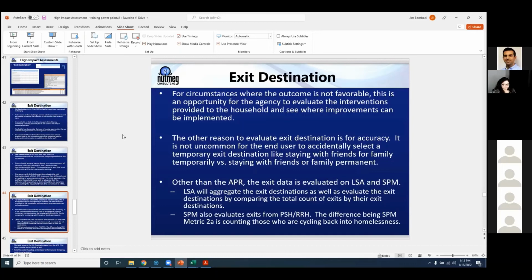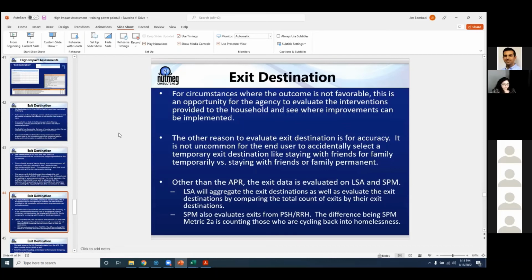Other than the APR, the exit data is evaluated on SPM and LSA. LSA will aggregate the exit destination as well as evaluate the locations. SPM evaluates this for PSH and RH. Difference with SPM being it's a metric 2. It's looking to see who's cycling back to homelessness. So it's going to look at people who exited rapid rehousing or PSH, and then it looks for anybody over the last 2 years who exited your PSH program or RH program and then ended up back in the system in an emergency shelter, street outreach enrollment.